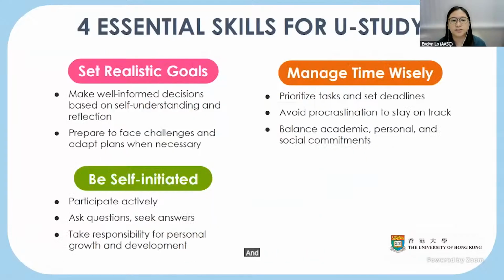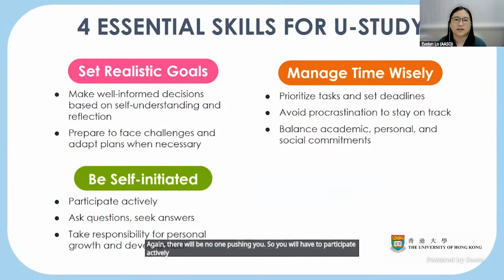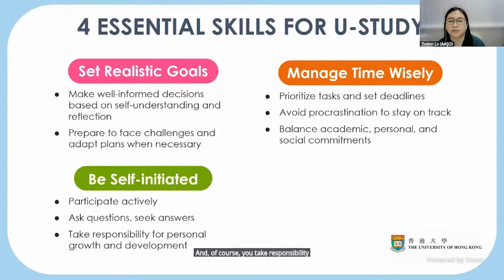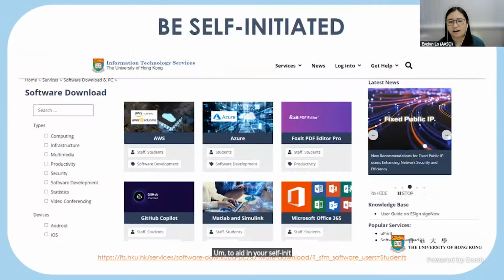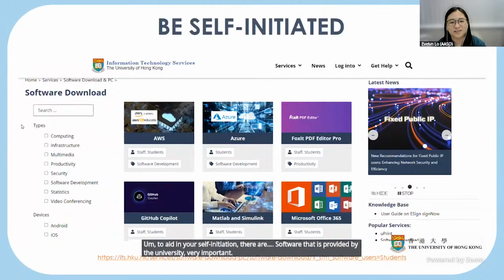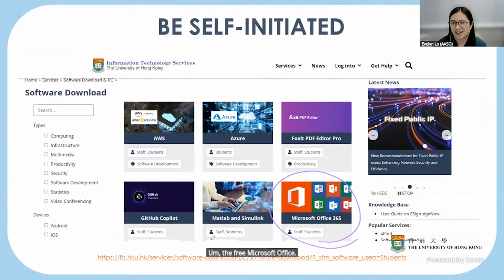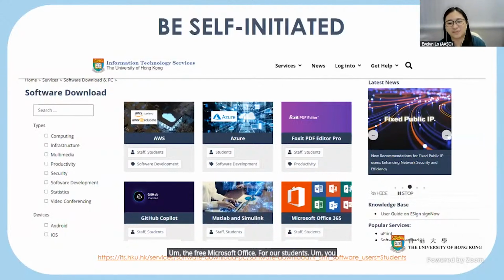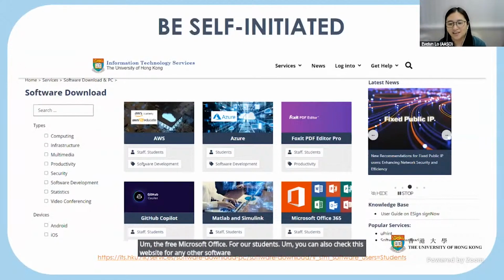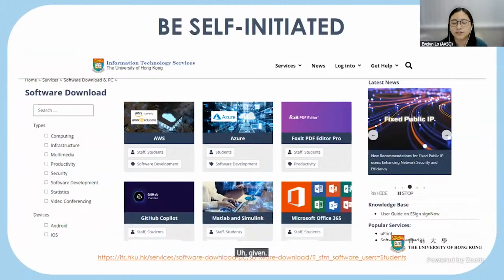And it's important to be self-initiated. Again, there will be no one pushing you. So you will have to participate actively by yourself. You have to ask questions, you have to seek answers. And of course, you take responsibility for your personal growth and development. To aid in your self-initiation, there is software provided by the university, very important. The free Microsoft Office for every student. You can also check this website for any other software that is given to students that you could download.